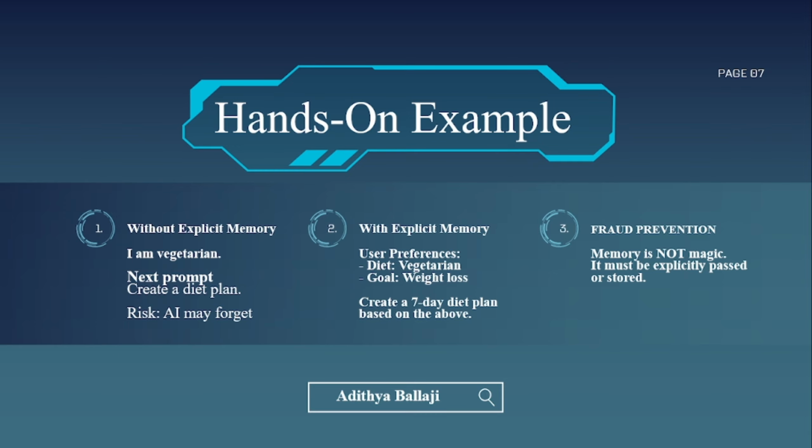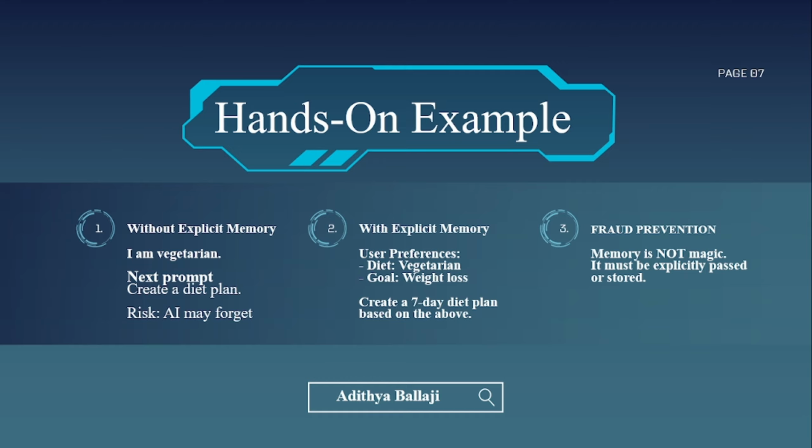So without explicit memory, I say I am a vegetarian. My next prompt: create a diet plan. Now, the risk here is that the AI may forget that I am a vegetarian. That is one problem.